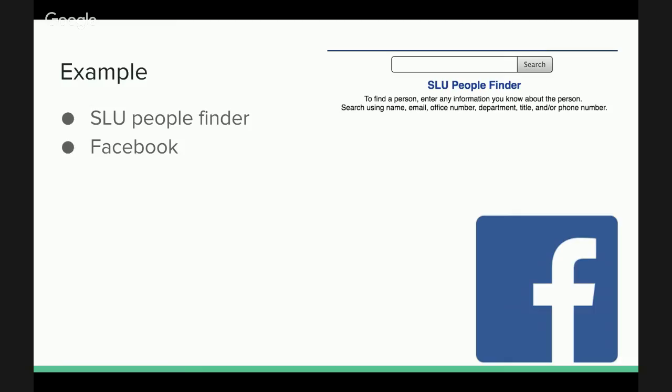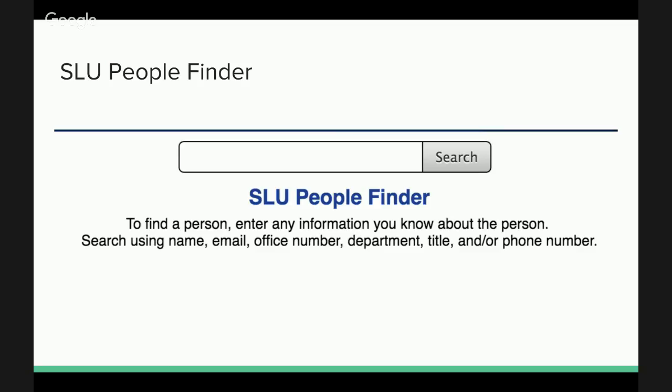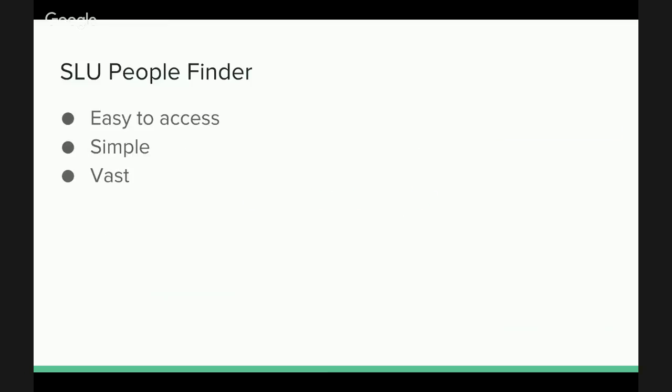So what are some examples? Two examples that I can think of easily off the top of my head are Sleuth People Finder and Facebook. Sleuth People Finder is a SQL because it is open to the public, and you can find a person by entering their name, email, office number, department title, and or phone number. So it's easy to access and it's simple and vast, which is great. So that's a perfect example of a great database system.